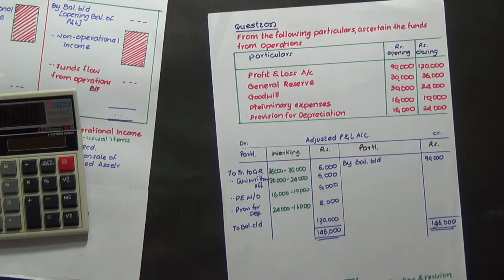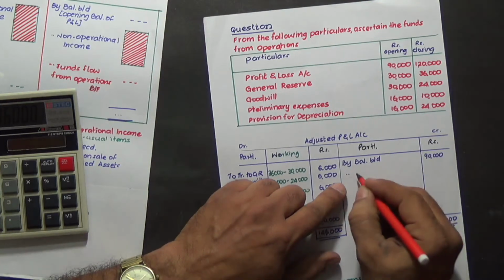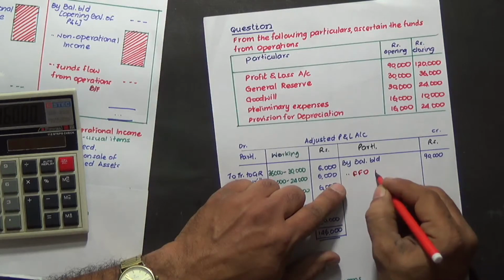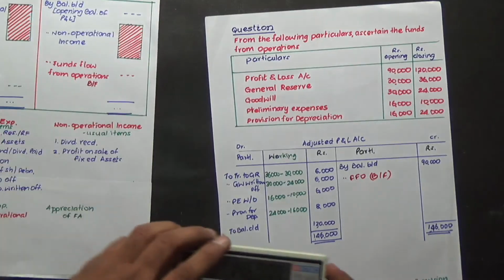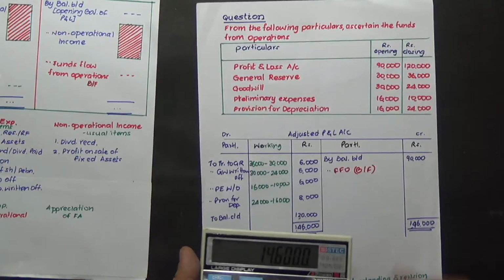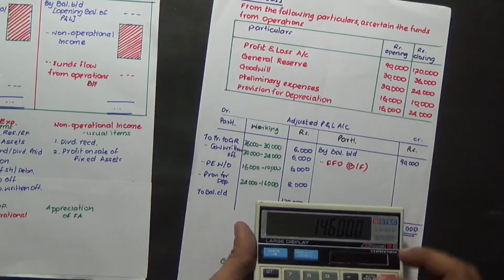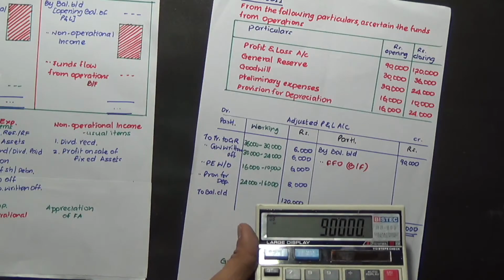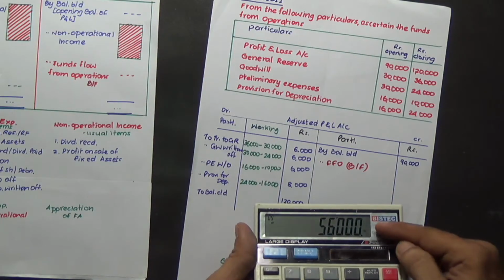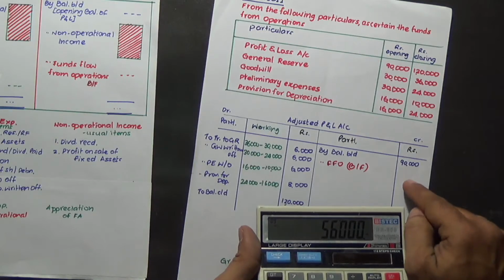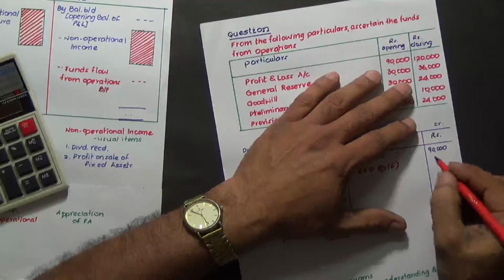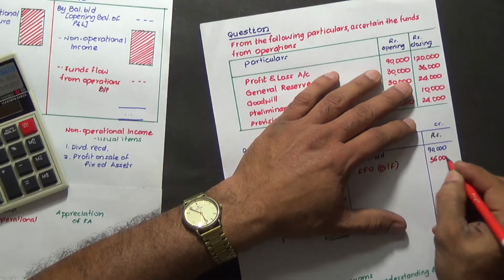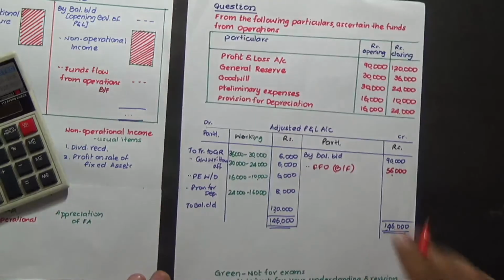Fund flow from operations is the balancing figure. 1 lakh 46,000 minus 90,000, this opening balance, will give us 56,000. This 56,000 is the balancing figure. 56,000 entered here gives us fund flow from operations. Our fund flow from operations is 56,000.